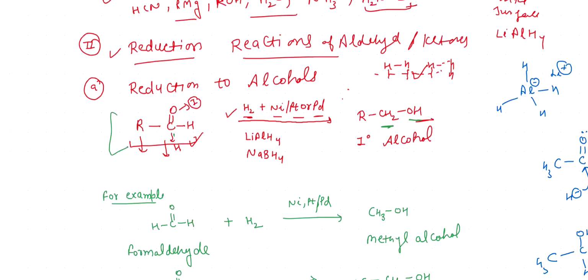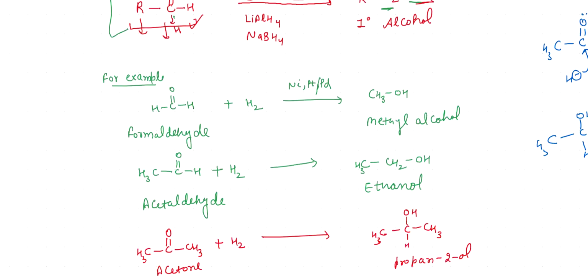So look at some other examples. The simplest aldehyde is formaldehyde; in the presence of nickel, platinum, or palladium, you will get methyl alcohol. The next is acetaldehyde. In this case, this aldehyde group gets reduced and you will get the product ethanol. So when we are using an aldehyde as the reactant, we will always get primary alcohols.